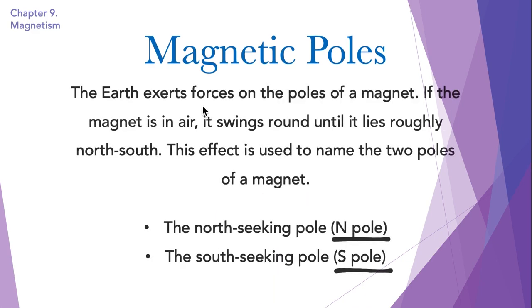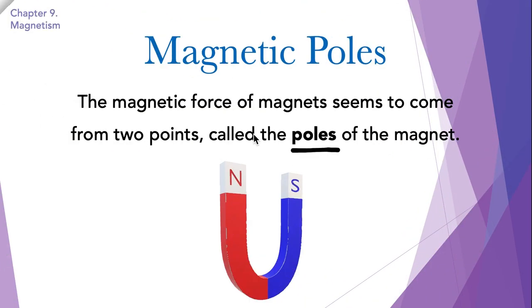So the Earth exerts forces on the poles of a magnet. If the magnet is in air, it swings round until it lies roughly north to south. This effect is used to name the 2 poles of a magnet. The north-seeking pole, which is also called the N pole, and the south-seeking pole, the S pole. Here you can see them. S stands for south-seeking pole and N stands for north-seeking pole.